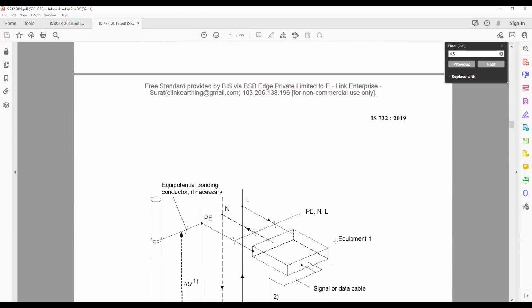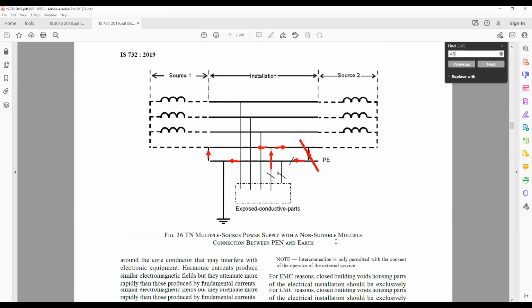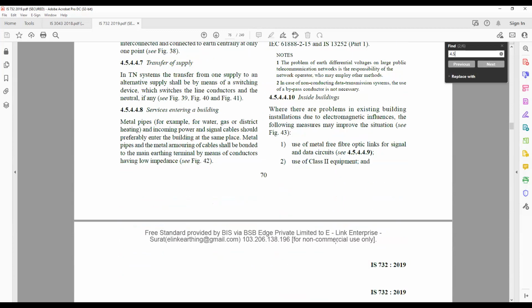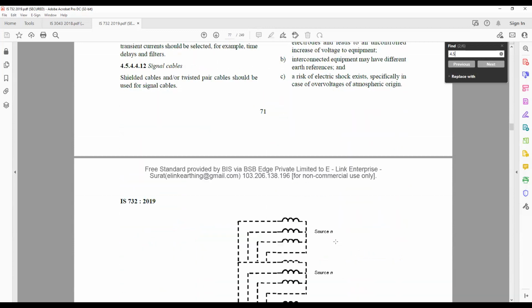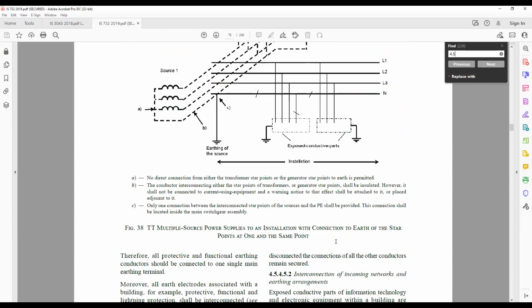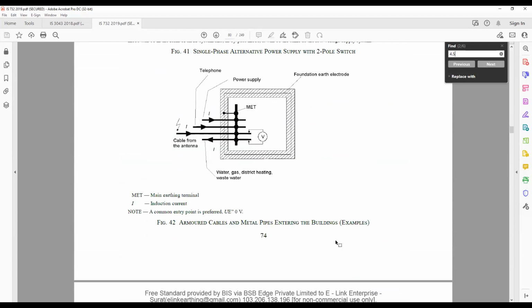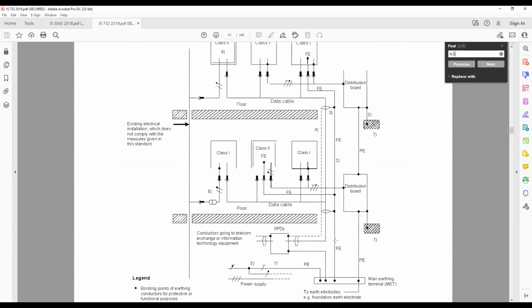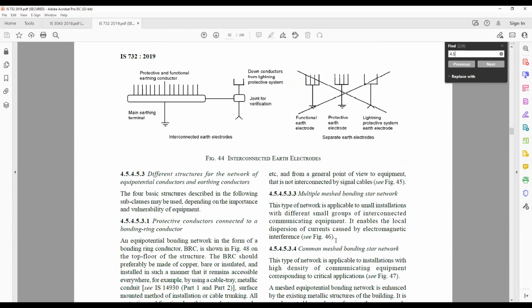Again, all these pictures you can refer to see how to connect the systems. Again, these are explained. Where is it? One more page, please. Yeah, this one. You see?